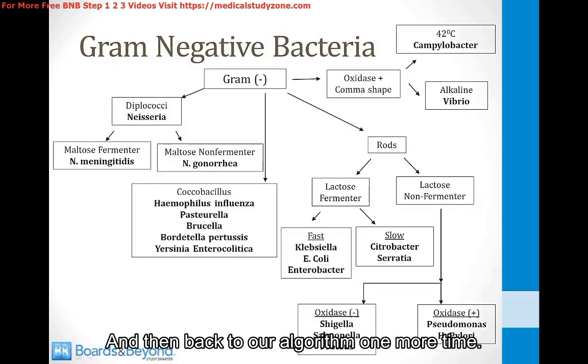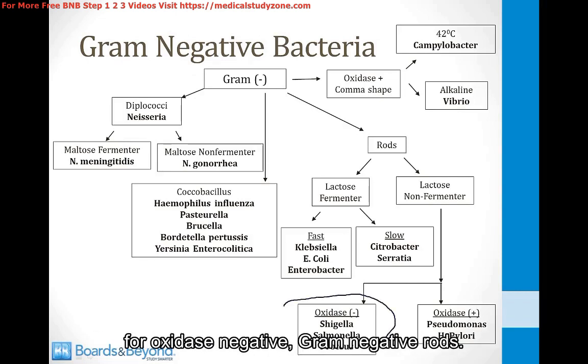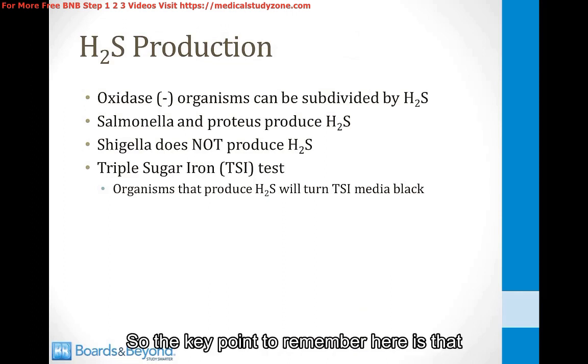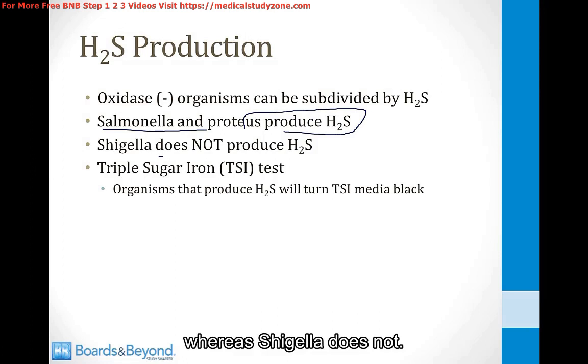And then back to our algorithm one more time. The final test I'm going to mention is something used for oxidase-negative, gram-negative rods. So you can differentiate this group further by using hydrogen sulfide testing. It's not shown in this slide, but it can be done to separate Shigella from Salmonella and Proteus. So the key point to remember here is that Salmonella and Proteus produce hydrogen sulfide, whereas Shigella does not.